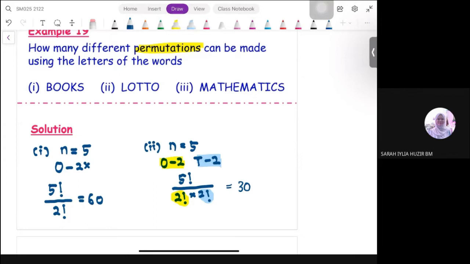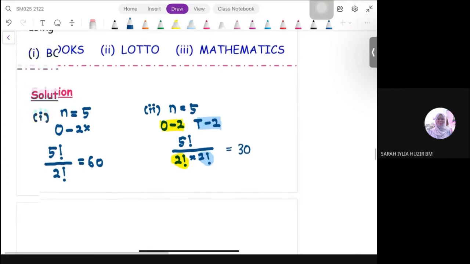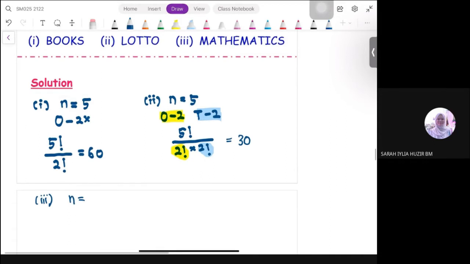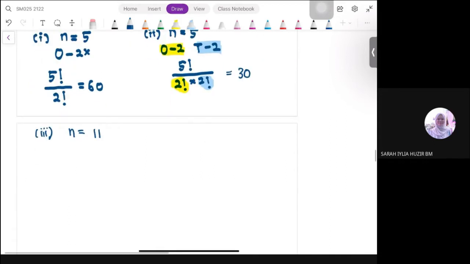Okay, kita consider next case. We have the word mathematics. Okay, yang ni panjang sikit lah. Alright, so from the word mathematics, our N in this case is 11. We have 11 letters there. Okay, list down repeated letter. Okay, A happened twice. Next one, we have M also occur twice. Last one, letter T also occur twice.